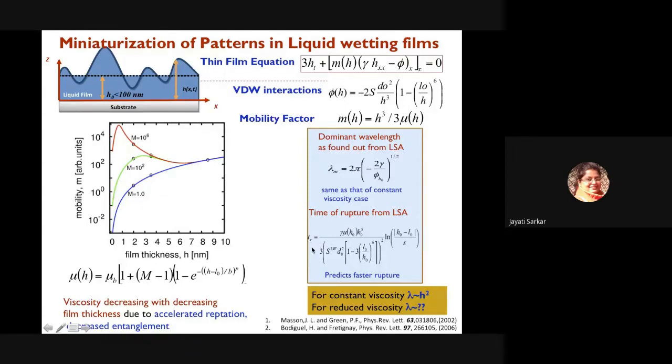But the time of rupture, on the other hand, has a dependence on mu h naught, right? And it shows that the time of rupture will definitely depend on it. We will see how it depends on it, and whether there is any change in the wavelength because of this mobility variation. If the wavelength is smaller, we should understand that it can be put to good use for helping in patterning with enhanced functional properties.